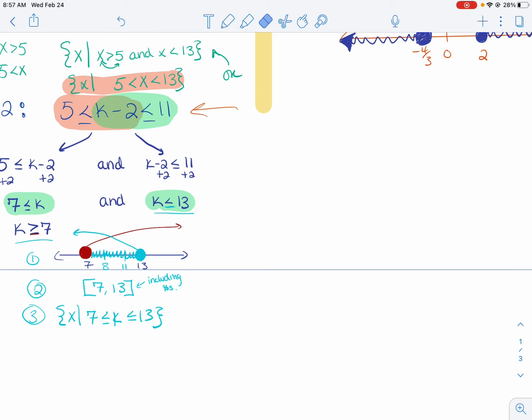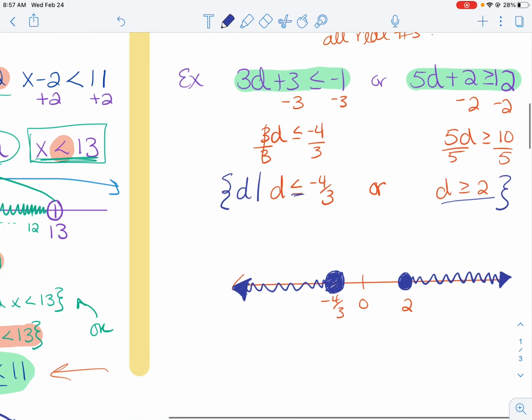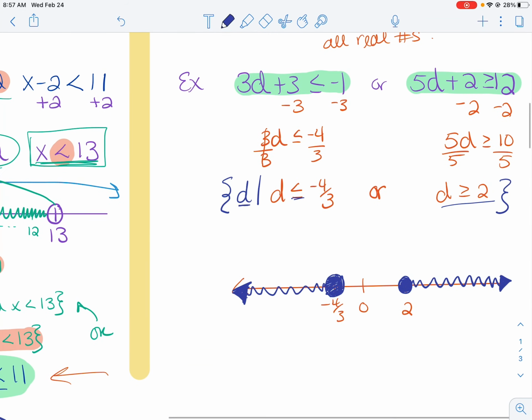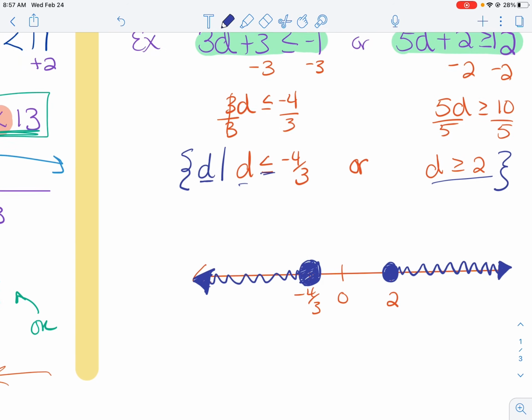Sorry. When I did set notation down here, I should have used k to match that variable, not x. Sorry. Just reminded me of that. So that's why I use d here to match my variable.